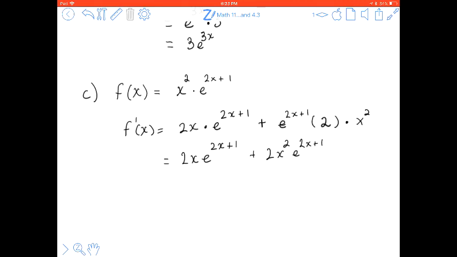Now, if we look at both of those expressions, there are common factors. So if we pull out a 2x and an e to the 2x plus 1, that leaves 1 plus x.